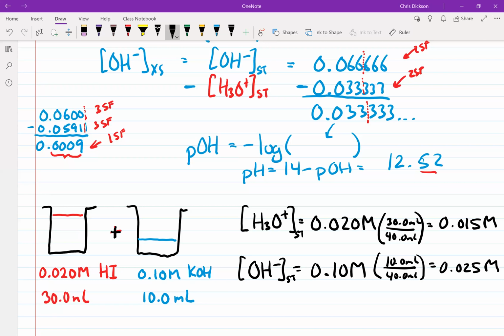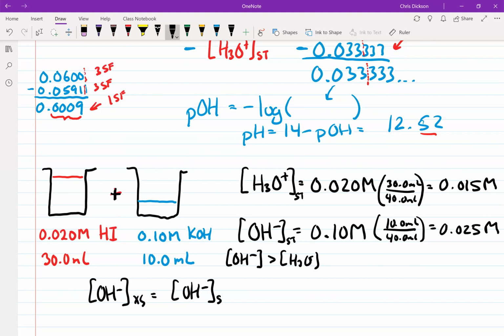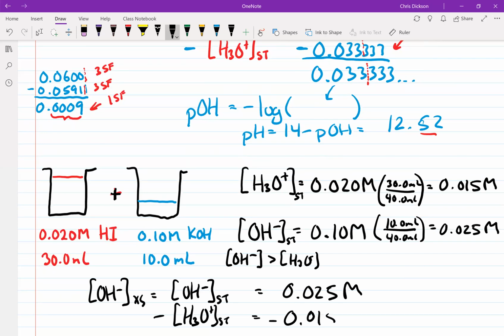So which one's in excess? Well, although there's less volume, because the base is so much stronger than the acid, it seems like the hydroxide is in excess. I'm thinking the pH is going to be above 7, so hydroxide is above hydronium. So I would use the formula that the concentration of the hydroxide in excess should equal the concentration of the hydroxide we start with minus the concentration of the hydronium we start with. So that would be 0.025 molar, and then I'm minusing 0.015 molar.